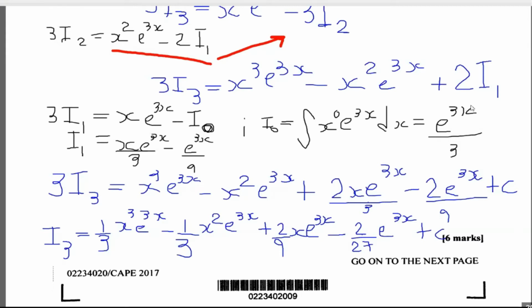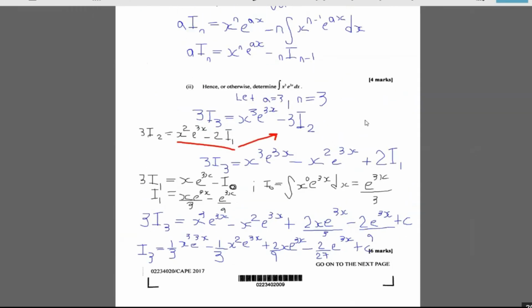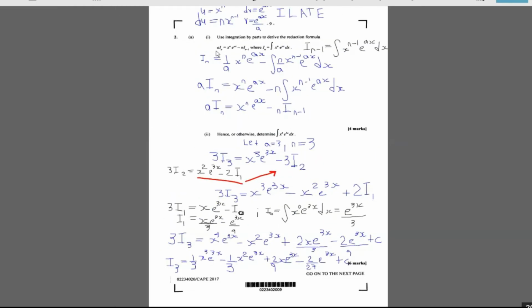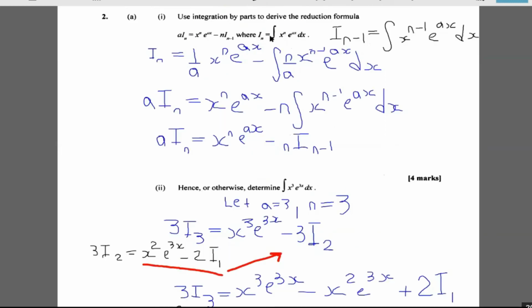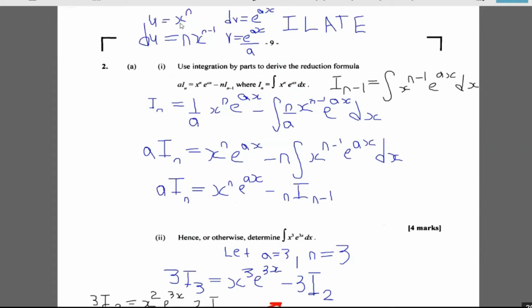So just a full recap of this question, right? We want to show that, all right, let's zoom in a little. We want to show that I_n, which is equal to the integral of x to the n e to the ax, satisfies a I_n equal to x to the n e to the ax minus n times I_(n-1). To do this, we had to use integration by parts. And to do integration by parts, we have to remember the LIATE rule. And using the rule, we substitute u as x to the n and dv as e to the ax.